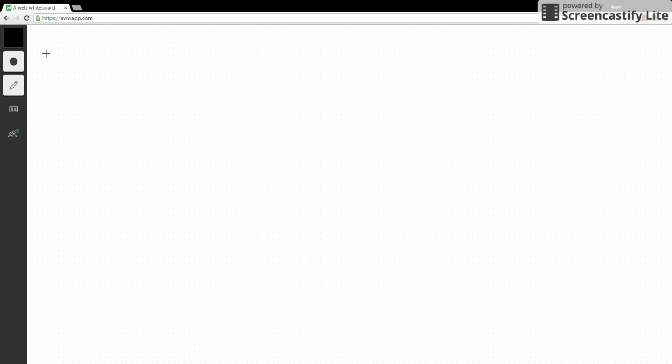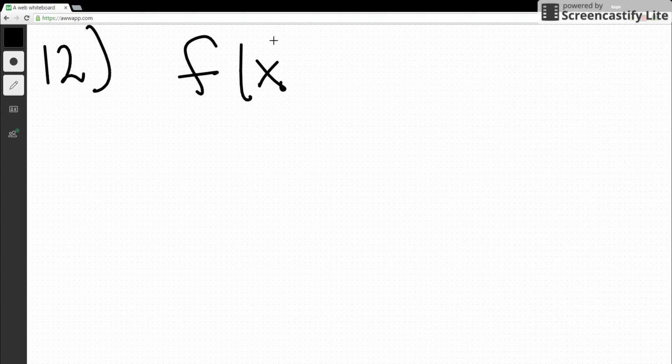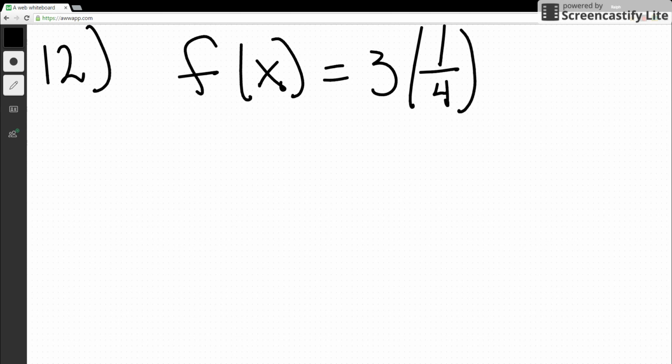All right, so we're looking at number 12 from the unit review. And it says, find the correct range value for each of the domains. So here's my function. F of x equals 3 to the 1 over 4x. Okay. When it says find the range, they want the y values or the f of x.